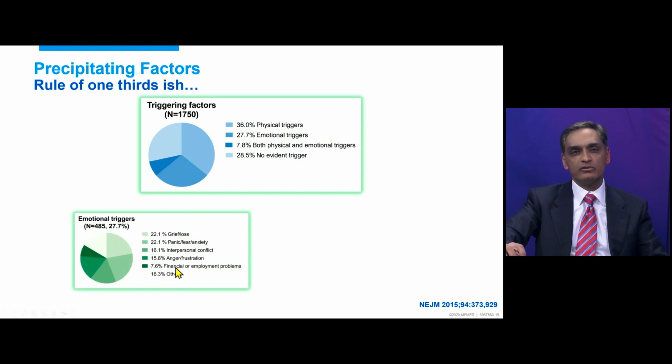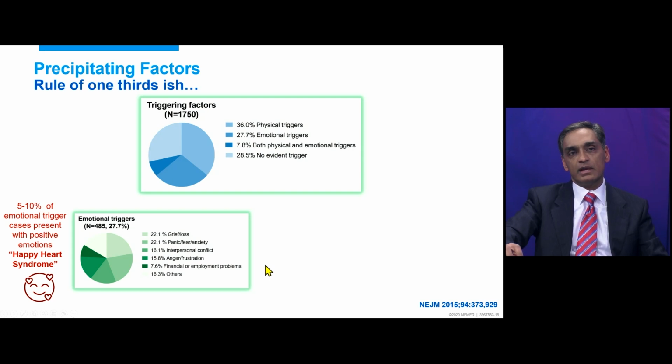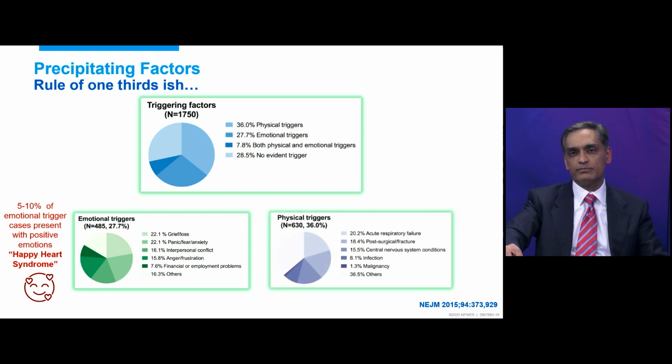If you break down the emotional triggers, this could be almost anything, but sudden anger, fear, conflict, loss of a job, financial stress have all been shown to be the kind of triggers that you see. It's also important to realize that about 5% of cases occur with happy emotional responses, so-called happy heart syndrome. For example, birth of a grandson or somebody in the family making some achievement. All of these things have been associated with the Takotsubo syndrome.